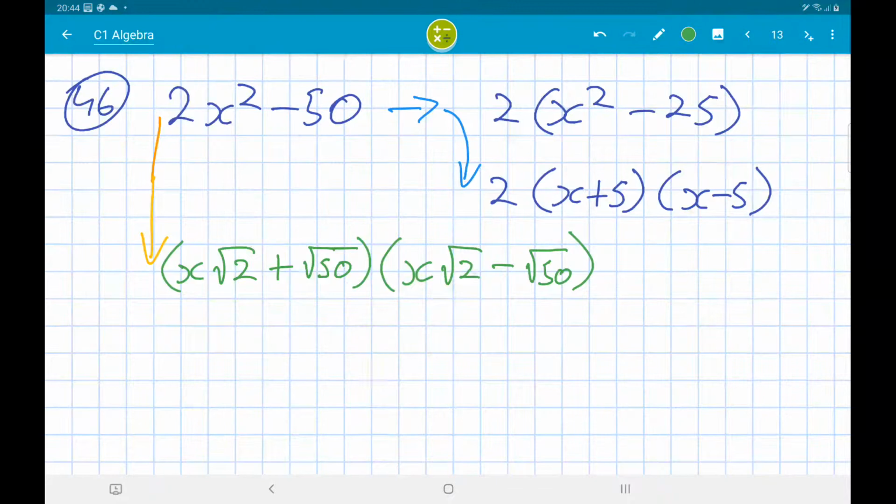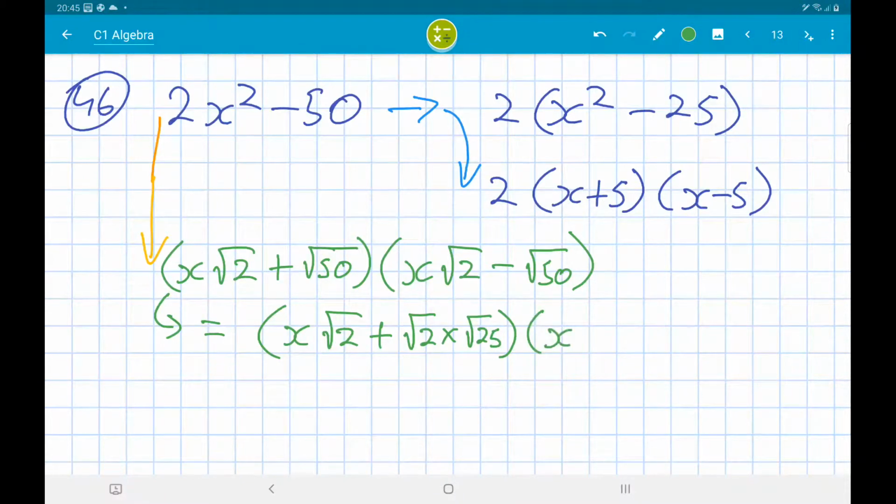If we take out the square root of 2 on this side, essentially we could write this as x square root of 2 plus square root of 2 multiplied by square root of 25. Do you get me? And then you have it multiplied by x square root of 2 minus square root of 2 multiplied by square root of 25. Okay.